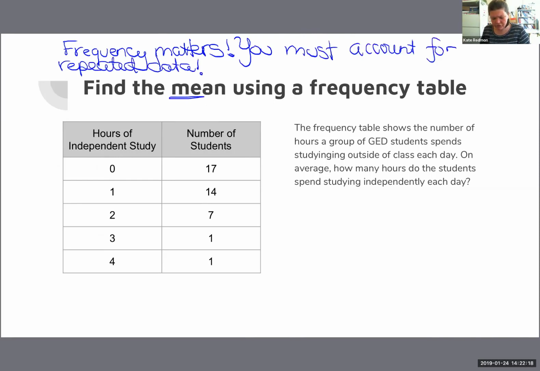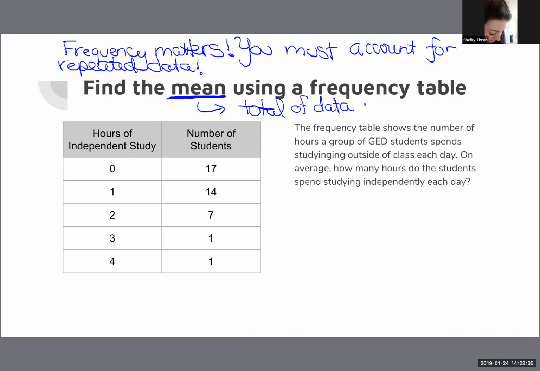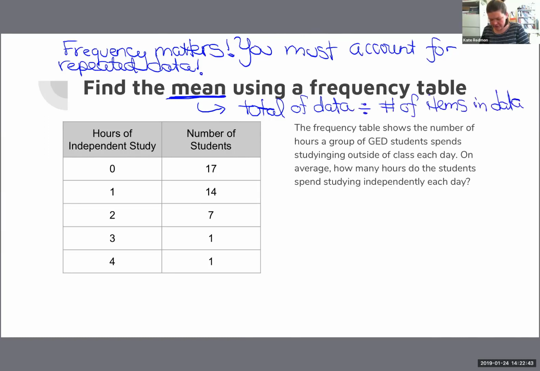Okay, so I will just remind you, as Shelby told us earlier, the way you find the mean is you get the total of all the data, including the repeated ones. And then when you're done, you divide by the number of items in the data set. Now, that answer of 0, I didn't just have 1 0 in my data set. I had many zeros in my data set. How many zeros did I have in my data set? 17.